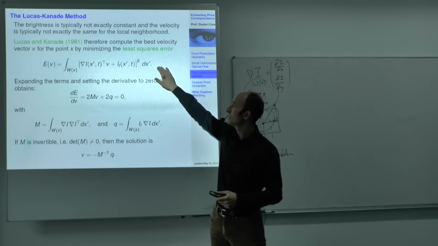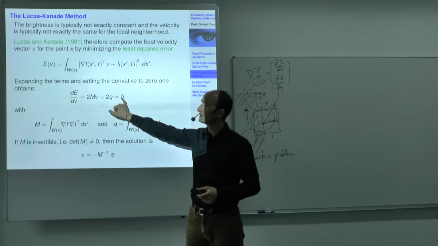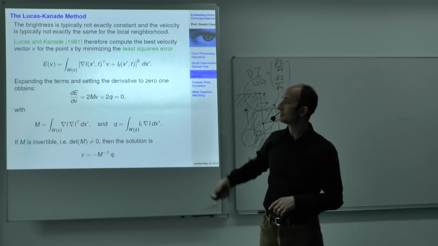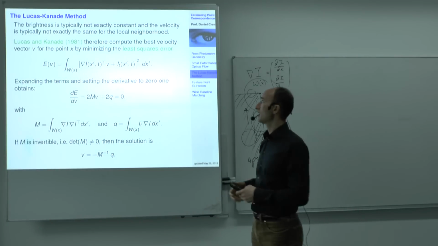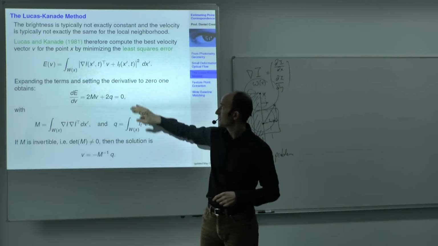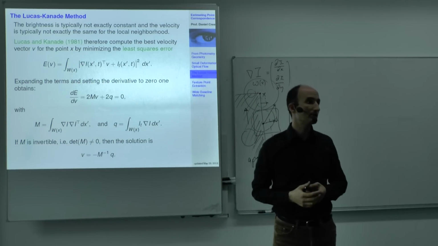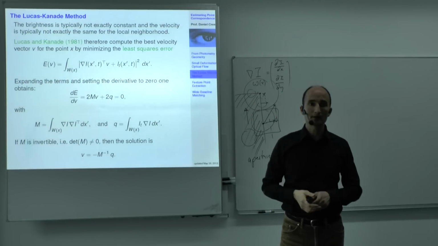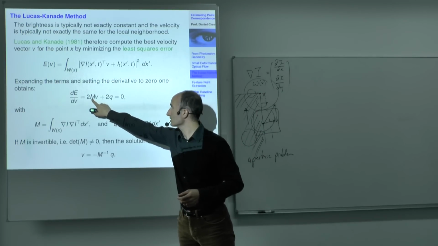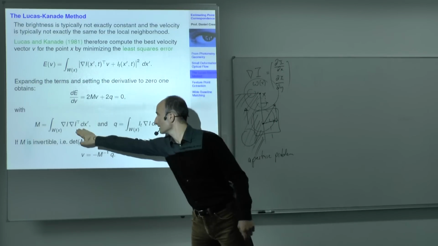And how do you do minimization? You remember from analysis, the energy at the minimum, the derivative must be 0. So E is minimal if dE by dv is 0. And this is why least squares are popular, because they lead to a quadratic cost function. And then taking the derivative leads to a simple linear equation. And there are standard solvers in MATLAB. Here's what it looks like. So this is 2 times Mv plus 2q equals 0. M and q are these things here.